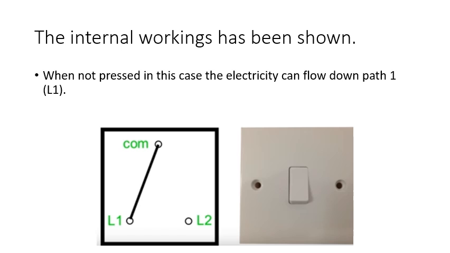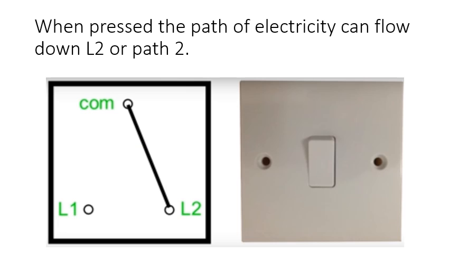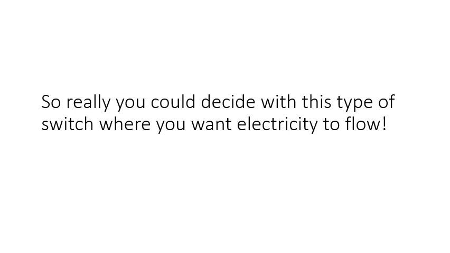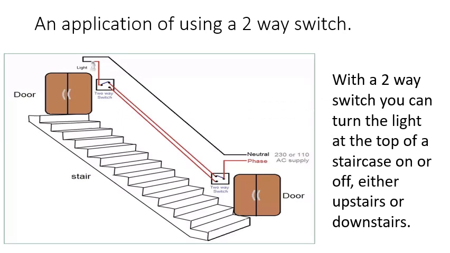Here I've shown you the internal workings. When not pressed, in this case, the electricity can flow down path 1, which is L1. But when pressed, the path of electricity changes and can now flow down L2 or path 2. So a two-way switch is where when you press it, you are actually selecting the path where electricity will flow. So really, you could decide with this type of switch where you want electricity to flow.